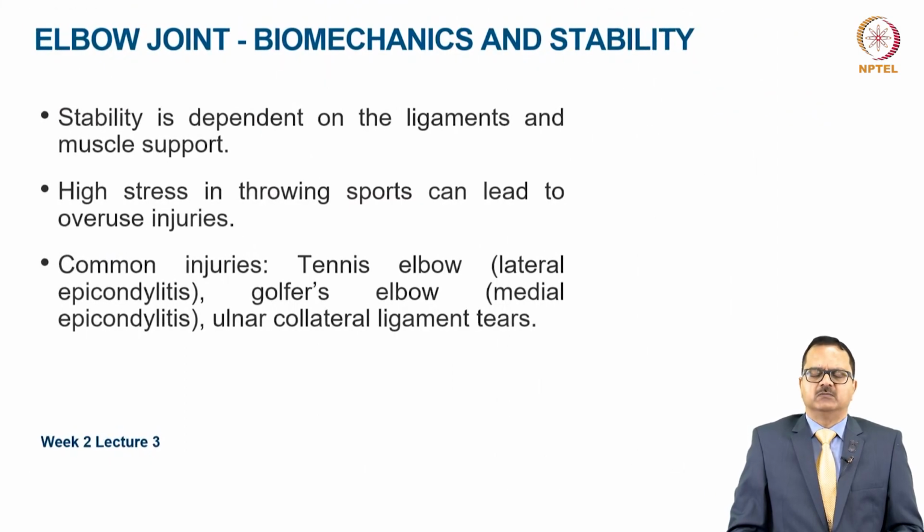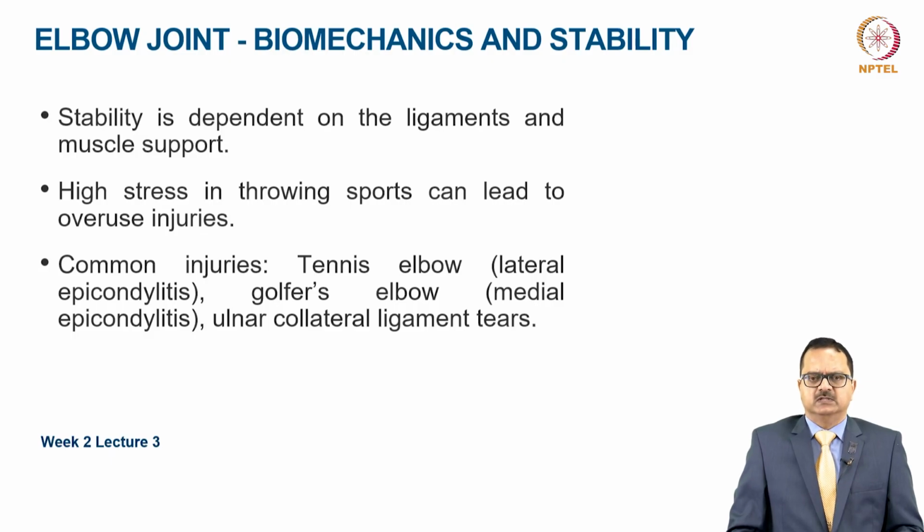The stability of the elbow joint depends upon the ligaments and the muscle support, and there is high stress in the elbow joint during throwing sports, and this can lead to overuse injuries. Common injuries seen are tennis elbow or lateral epicondylitis, golfer's elbow, medial epicondylitis, and ulnar collateral ligament tears.